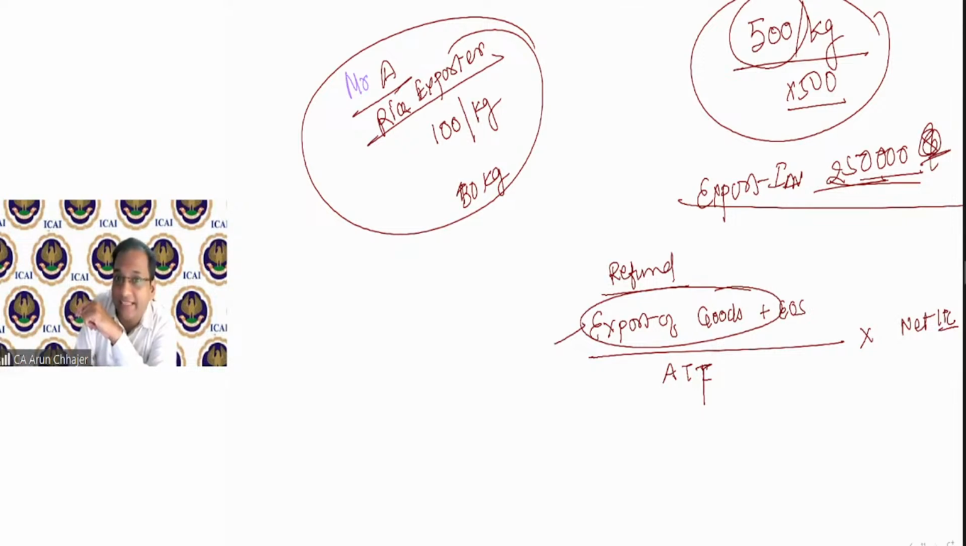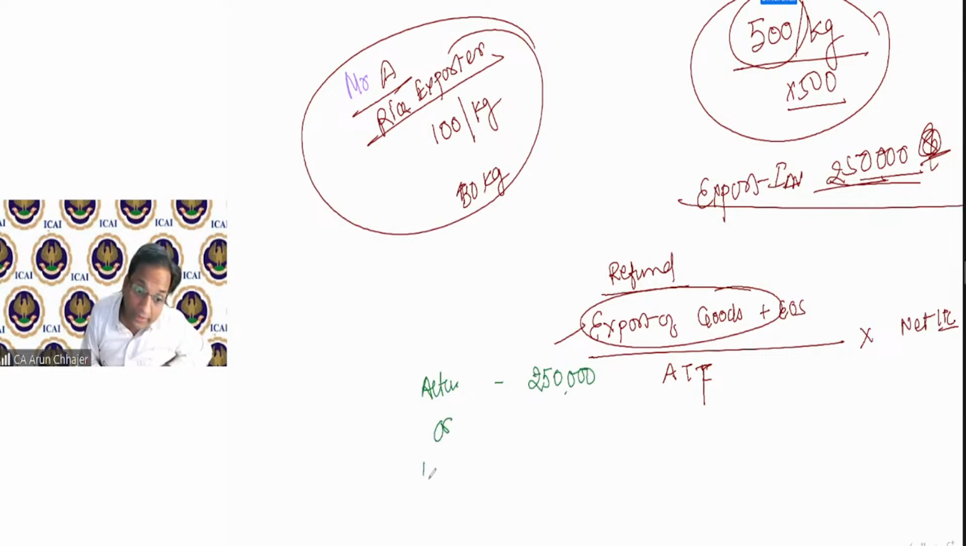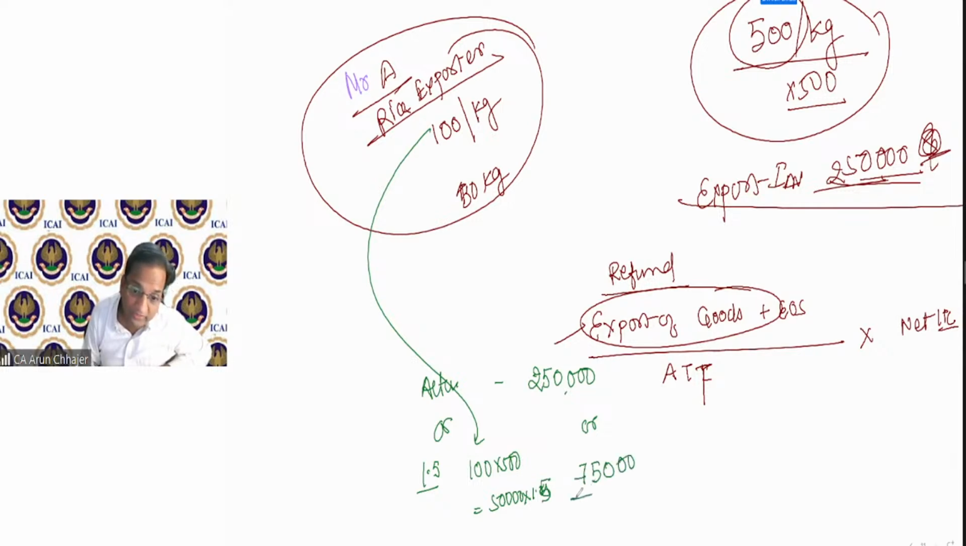Then it says that you will calculate the actual selling price. Actual price कितना है? 2,50,000, or 1.5 times of the domestic price. What is the domestic rate? ₹100. How many kg? 500 kg. So the value would be 50,000 into 1.5, which is 75,000, whichever is lower.